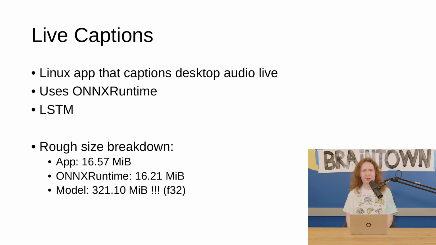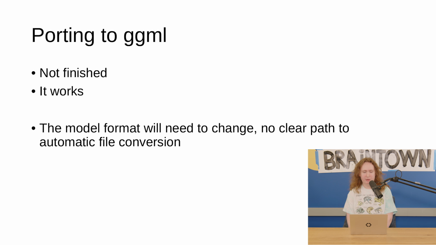It's not great. So this year I wanted to spend some time to work on this, make it more optimized, make it smaller. And I decided I would try to replace ONNX Runtime with GGML so that I could make use of its quantization types. So the porting is not yet finished, but the model already runs, the inference is roughly completed. The model file format will need to change. Currently, I don't really see a clear path to automatic file conversion, but maybe there'll be a way.